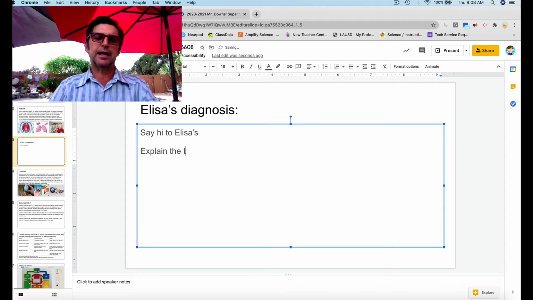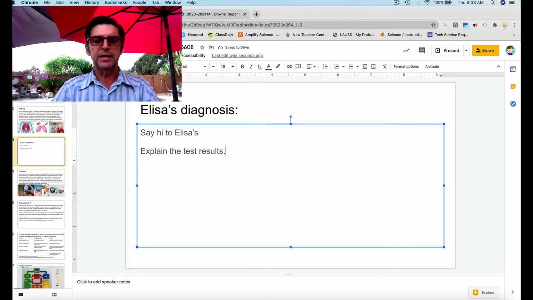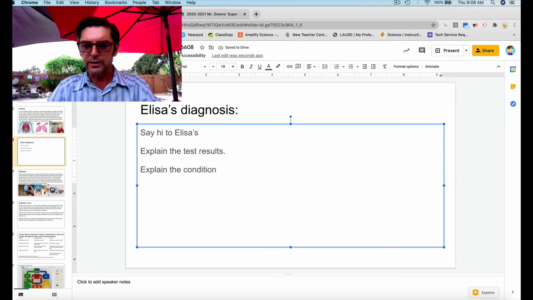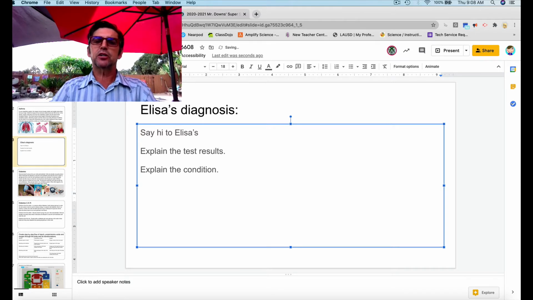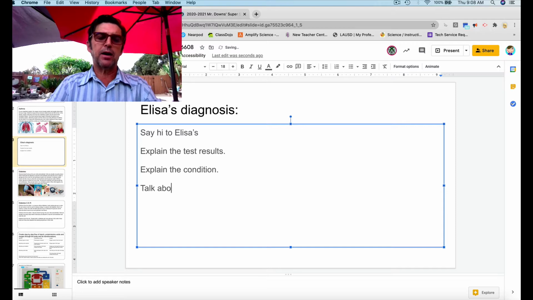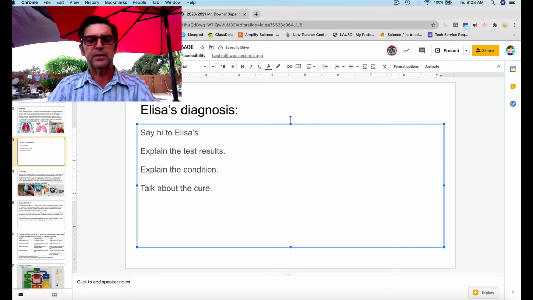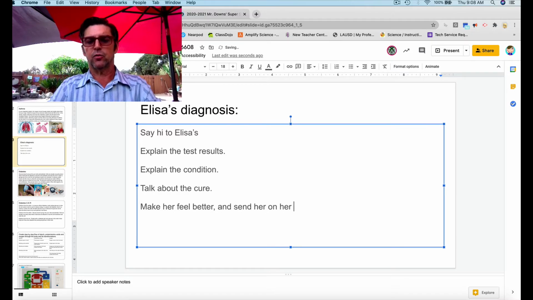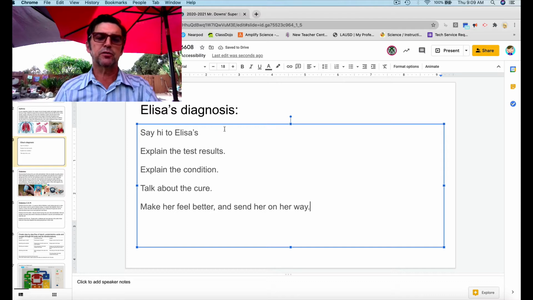explain the test results, and you're going to have those here, they're in groups. Then you're going to explain the condition, whether it's asthma or diabetes. And then you're going to talk about the cure, because remember we learned about the cures in the articles. And then you're going to make her feel better and send her on her way. There's your basics. So first you want to say hi to Elisa.